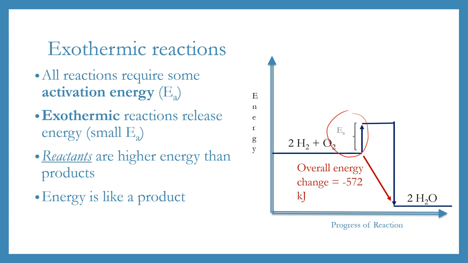So exothermic reactions, even though they require a little bit of activation energy, at the end of the day, your starting material or reactants is going to go downhill to a lower energy product. And that's what all exothermic reactions have in common. So energy is sort of like the product. Even though we say here it's a negative number, that's because energy is released after this reaction takes place. So you're going from a higher energy level to a lower energy level, hence the negative number.